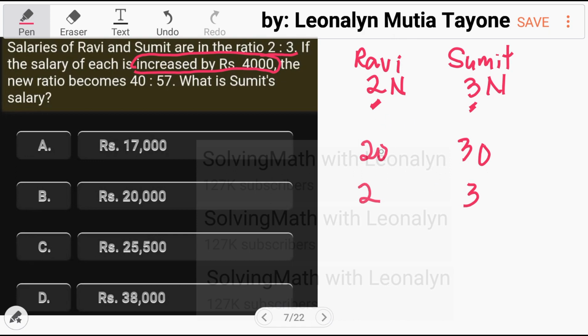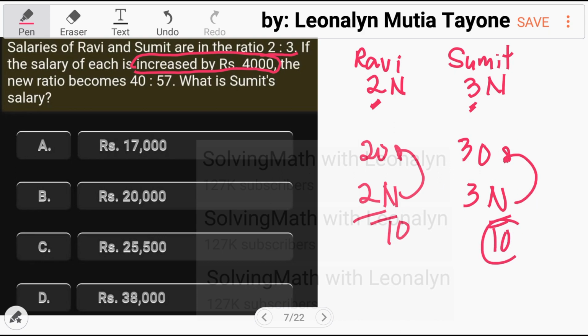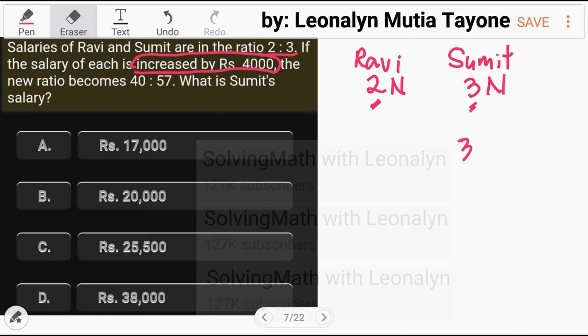At yung n na sinasabi ko, yan yung pang-multiply natin sa 2 and 3 para maging 20 at yung isa ay maging 30. So ito ay 10. Pareho kasi silang 10. Ngayon, balikan natin yung problem. Hindi pa kasi natin alam kung ilan yung i-multiply natin dyan para sa actual nilang mga salaries. Ngayon, doon tayo focus sa ratio natin na 2n.